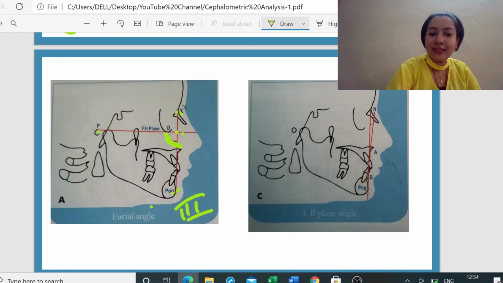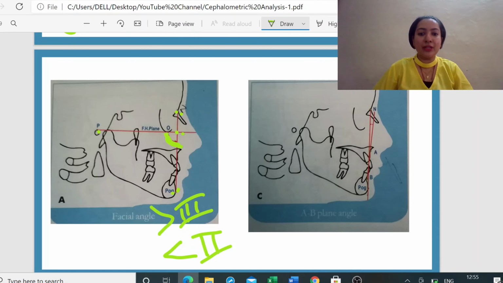Okay, so with an increase in facial angle, it is indicative of class 3, whereas a reduction of the facial angle is indicative of class 2, meaning my mandible is retrognathic. So if my mandible is prognathic, it is indicative of class 3, and if it is retrognathic, it is indicative of class 2. Next thing which he gave is known as the AB plane angle.